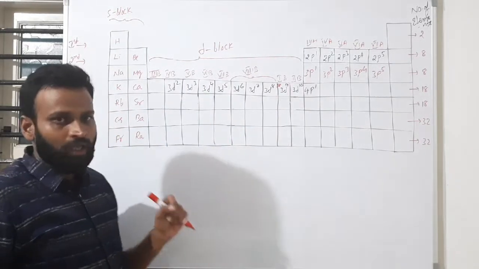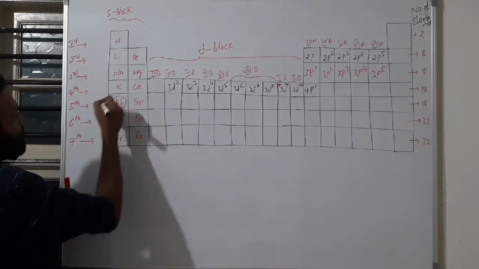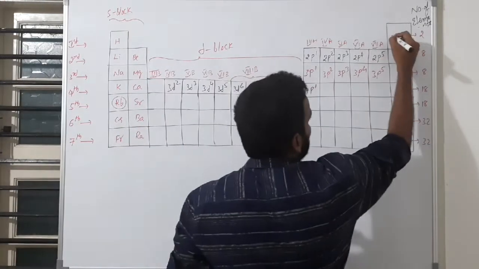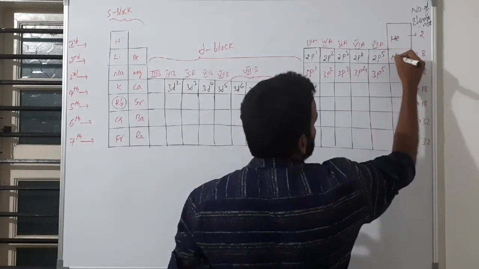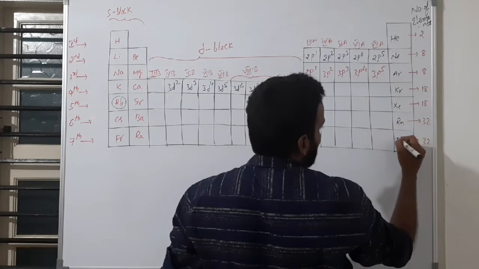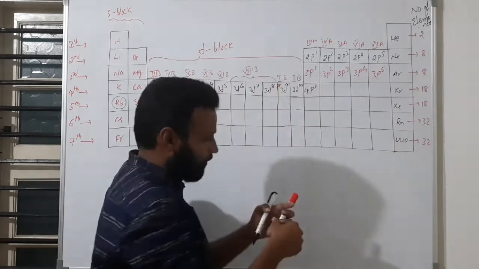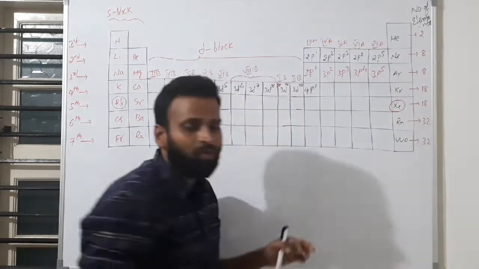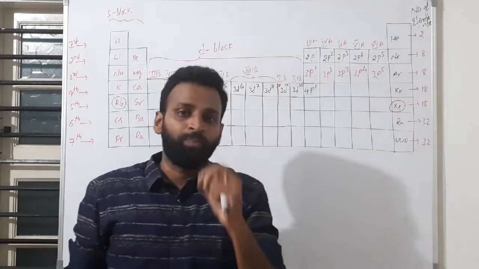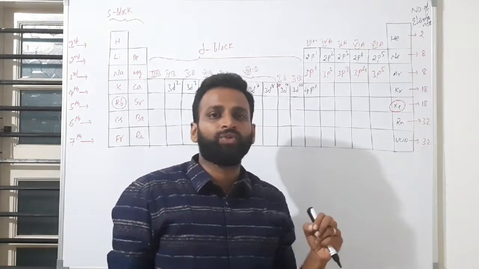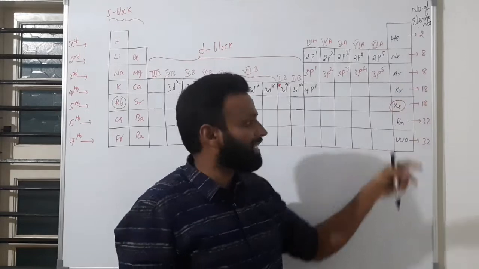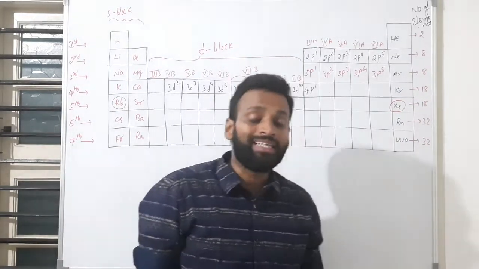In each period, I have written how many elements you have. Suppose here I want rubidium, what is the atomic number? Otherwise, here you have helium, neon, argon, krypton, xenon, radon. Suppose I want the atomic number of xenon, I can say it by knowing the number of elements in each period. First period consists of 2 elements, second and third consist of 8 elements, fourth and fifth consist of 18 elements, sixth and seventh consist of 32 elements.